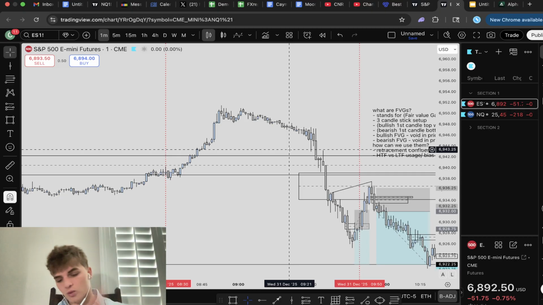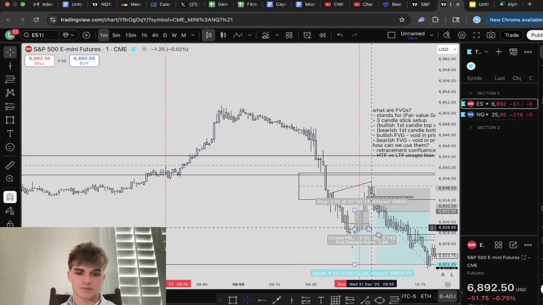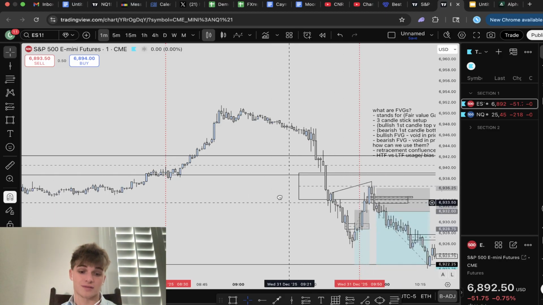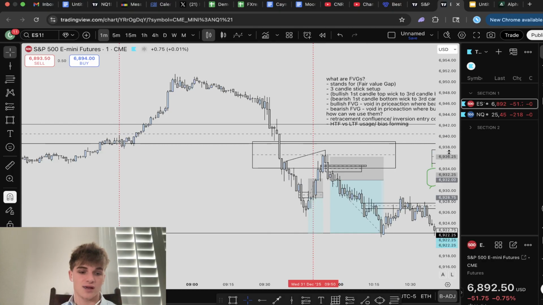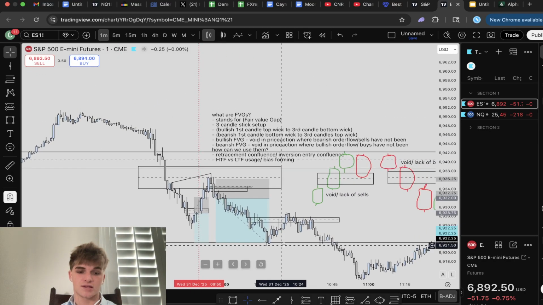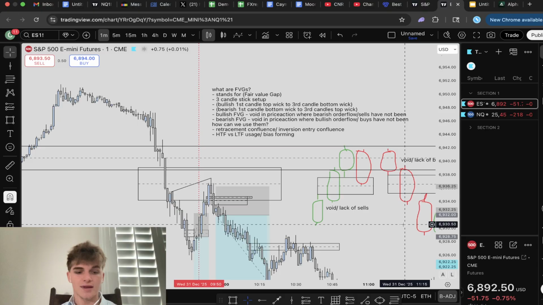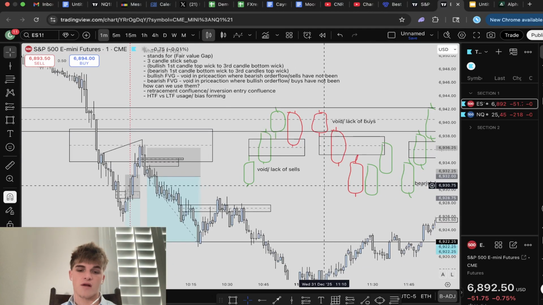On the same time frame that fair value gap was made on, all we did was retrace. We wick up, we wick back down. Same on the 5 minute, same on the 1 minute. What do we do? We push back up into it, sell off. This is cake, guys. This is cake.